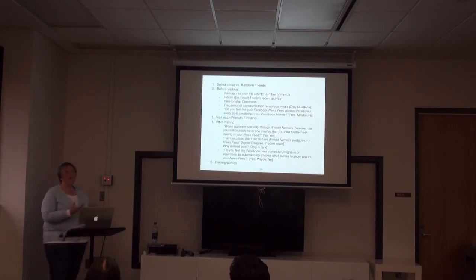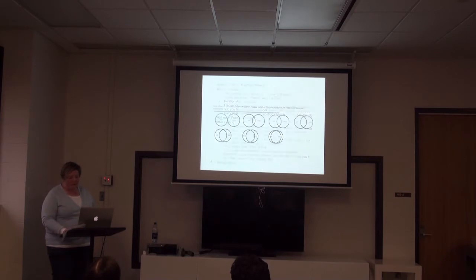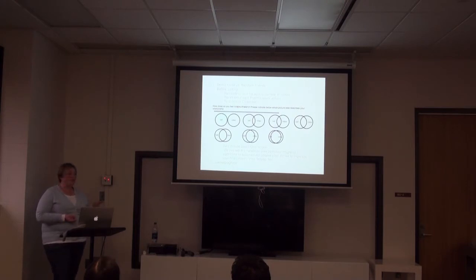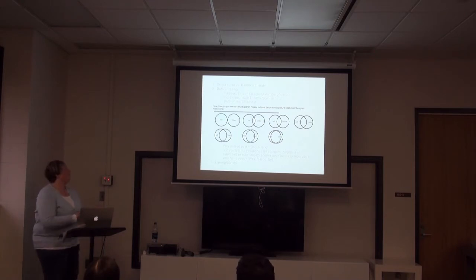So, before they visited these friends' Facebook timelines, we asked about things like the participants' own Facebook activity. We asked them to enter some information about what they remembered about how active their friends had been on Facebook. We asked them about relationship closeness, and we used the Inclusion of Other in the Self scale, which is a scale that people commonly use to measure the closeness of a relationship, the strength of a tie, basically. How close do you feel, and then select the circle that best represents your relationship.